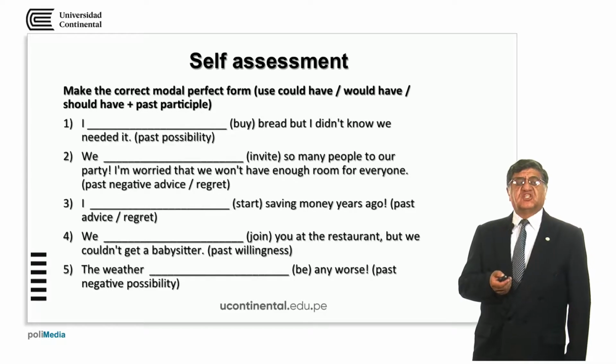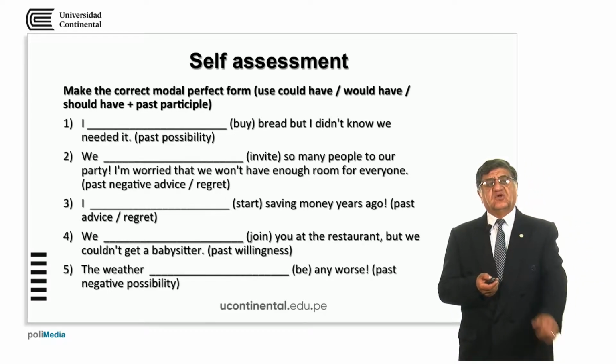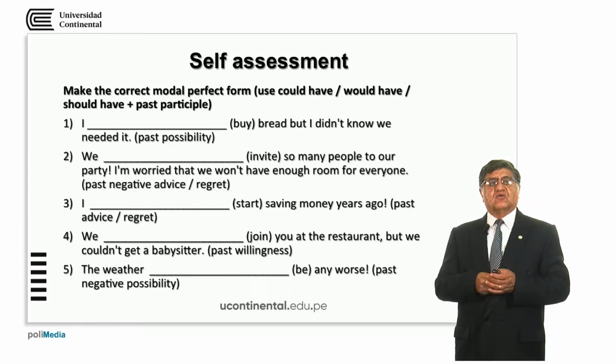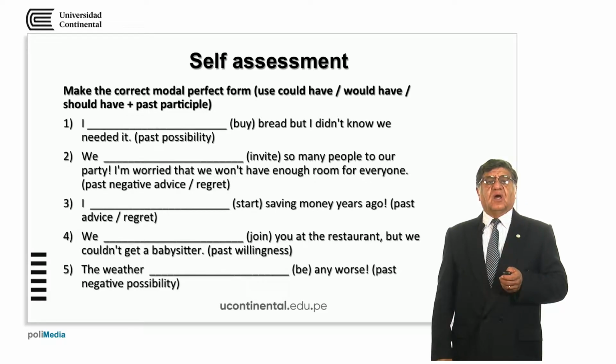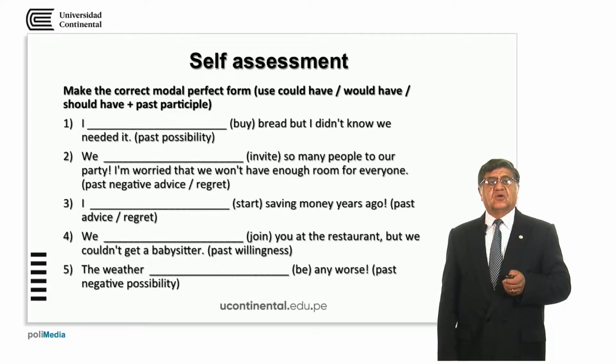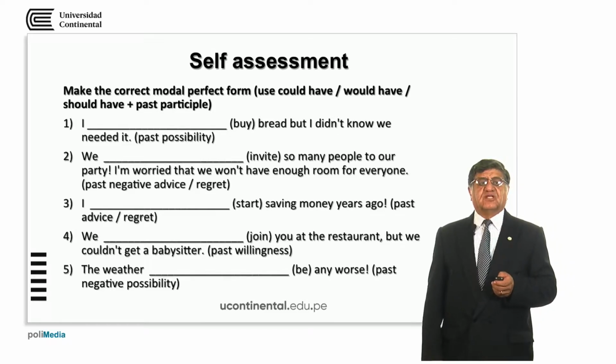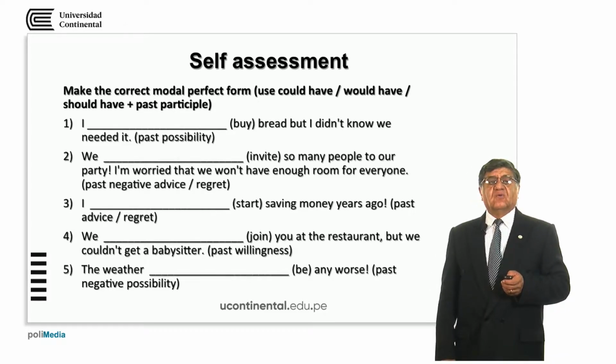And now let's check if we have understood what we are talking about. Okay? We can use could have, would have, should have, and the past participle of another verb. We have the verb buy, and we need to express the past possibility. Okay? We use one of them, could, would, or should, and the past form of buy.